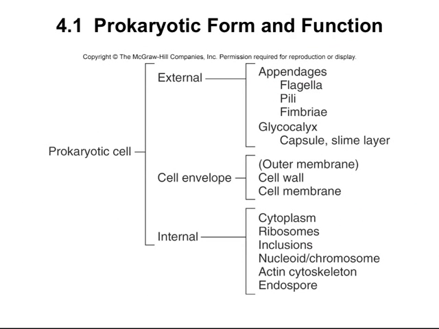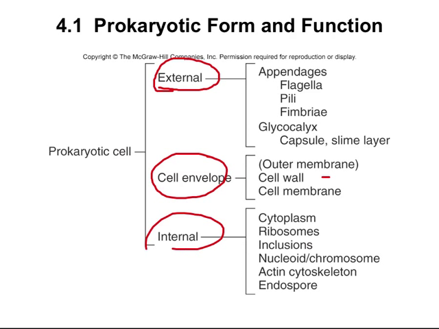When we consider a prokaryotic cell, we'll look at the general organization of the cells. We'll be considering the external structures. Then we'll take a look at the cell envelope in lots of detail, which includes the outer membrane as well as the cell wall. And then the internal structures we'll observe. We'll see cytoplasm, ribosomes, other cellular inclusions, the nucleoid or chromosome region of the cell, as well as the cytoskeletal elements, and the endospore formation. So this is a basic outline of where we're going in the next few sections of this chapter.